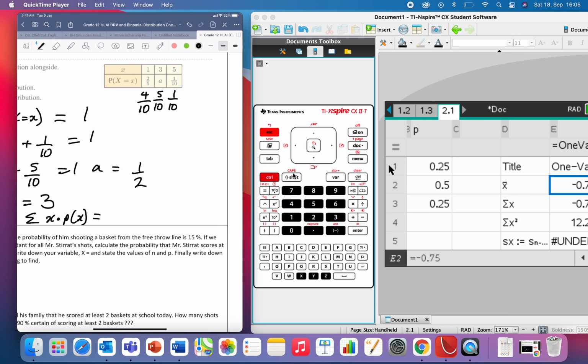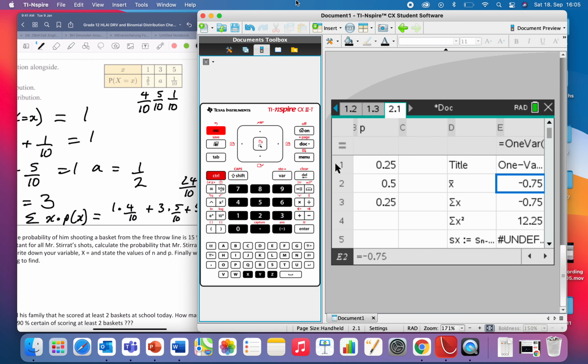This way here, it'll be 1 times the 4/10 plus 3 times the 5/10 plus 5 times the 1/10. When you put that together, that's 4, 15 plus 5. 15 plus 5 is 20, that's 24/10, which is 2.4. But now let's check it out in the calculator as well.